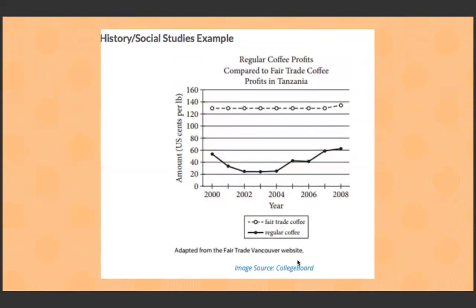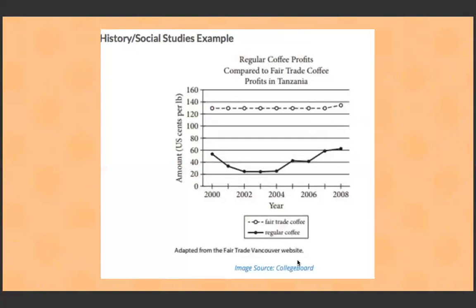Now, think about this for a second. If it's been adapted from the Fair Trade Vancouver website, and they're looking to do an analysis, a comparison of regular coffee profits compared to fair trade coffee profits in Tanzania, chances are they're going to have the data represented in a way that is trying to prove a particular point or persuade you to think a certain way as it pertains to fair trade, because those are the people that are publishing the results. So it's not an independent third party who's publishing this.